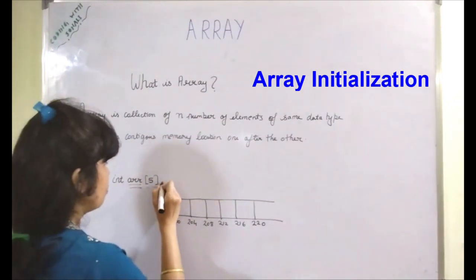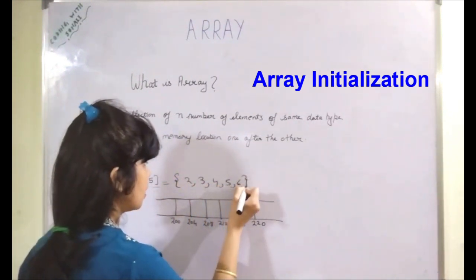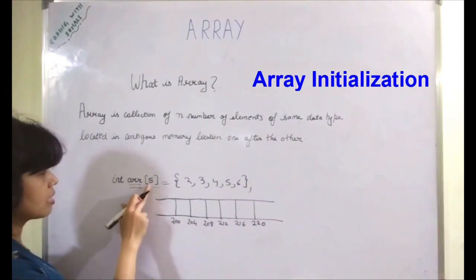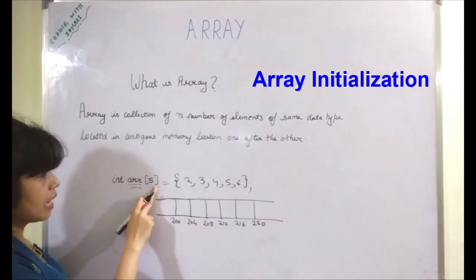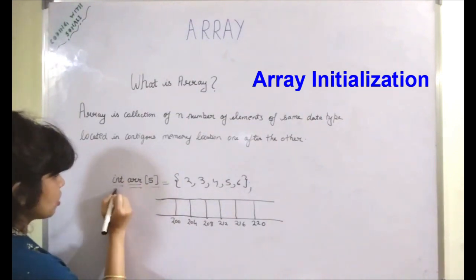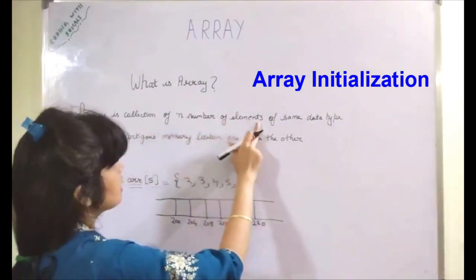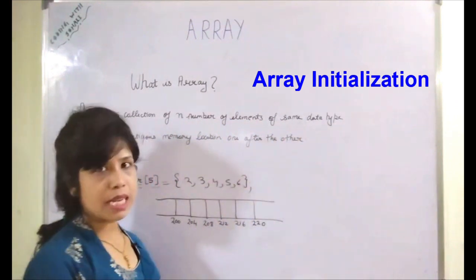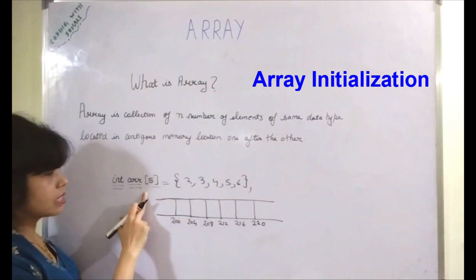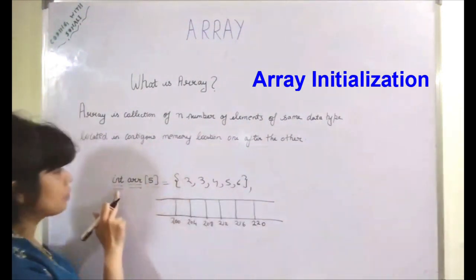So as I told you, these are the elements, suppose. We are creating the array by the name ARR, and we are mentioning the size of the array, how many elements it can hold. You can see here we are mentioning the data type as integer, since the definition says that these elements will be of the same data type. Since this array can hold a total of 5 elements, all the 5 elements should be of the same data type.